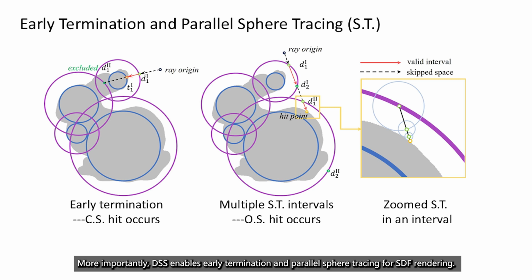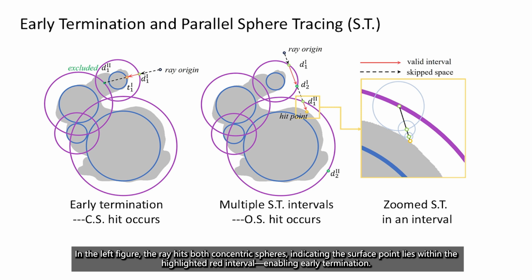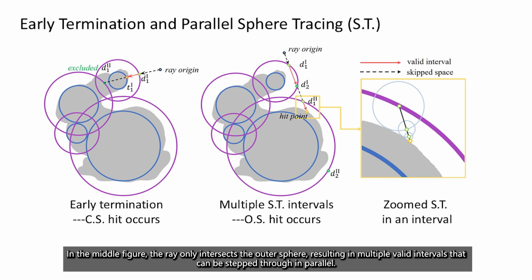More importantly, DSS enables early termination and parallel sphere tracing for SDF rendering. In the left figure, the ray hits both concentric spheres, indicating the surface point lies within the highlighted red interval, enabling early termination. In the middle figure, the ray only intersects the outer sphere, resulting in multiple valid intervals that can be stepped through in parallel.